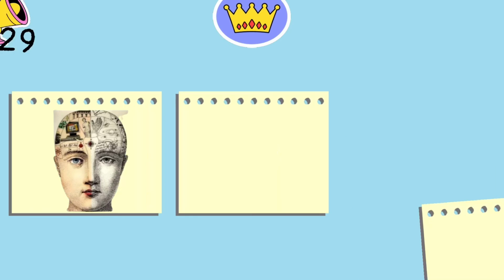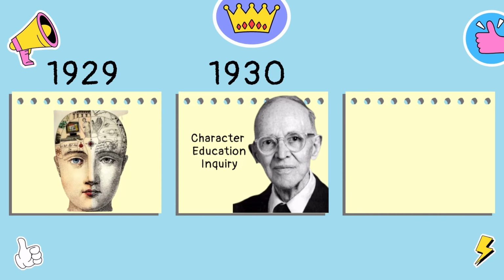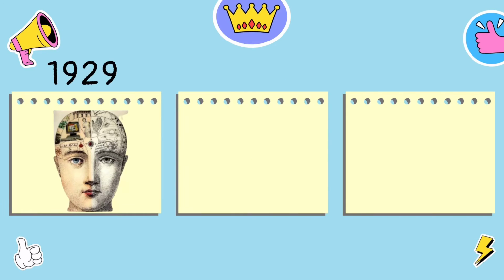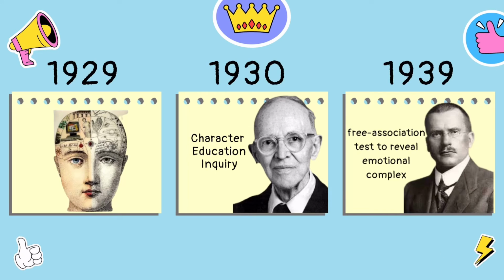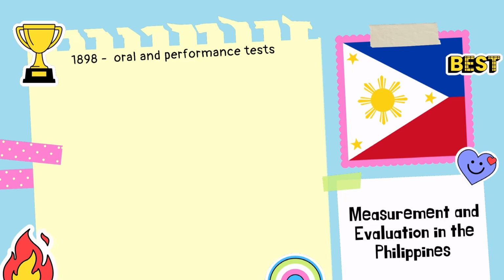1929, tests were developed leading to present-day personality tests like attitude scales. 1930, Hartshorne and May developed the Character Education Inquiry, designed to determine the nature and development of character. 1939, Jung published a free association test to reveal emotional complexes, and this test became a projective test, a method of studying personality.